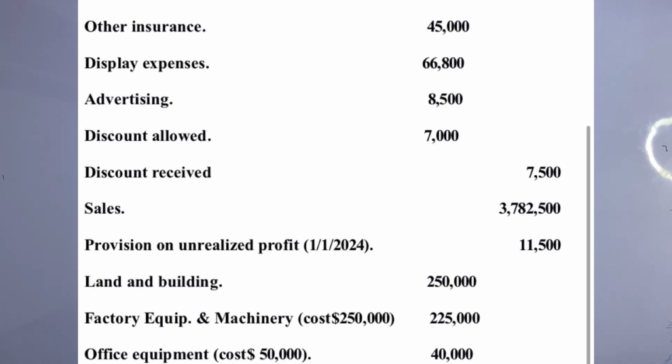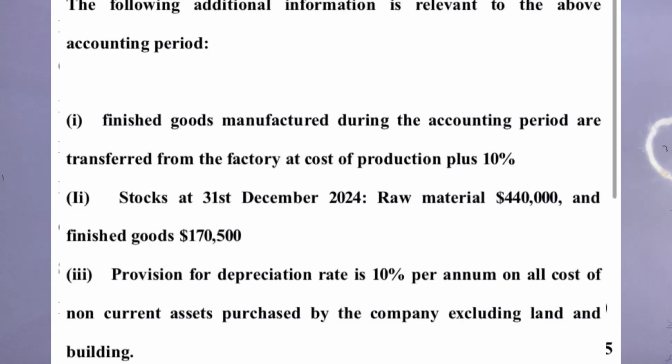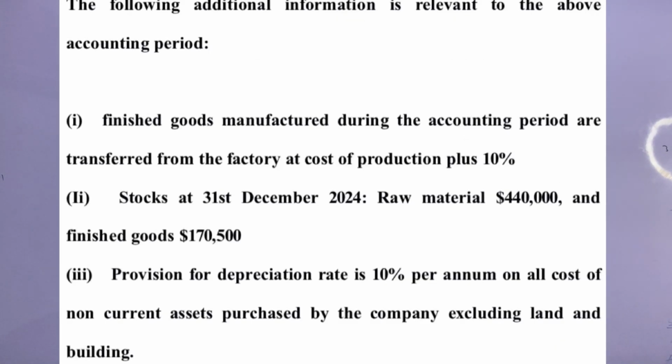We have $40,000 as carrying amount or the net book value. We have furniture and fittings, $25,000 at cost. We have 20,000 as carrying amount. Drawings is 34,260. Debtors and creditors. Debtors has to be 11,500. Creditors 13,200. Cash in hand is 27,500. Sales return is 4,000. The following additional information is relevant to the above accounting period.